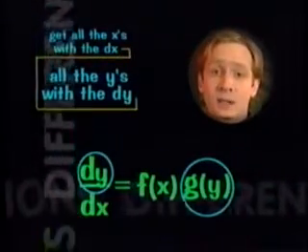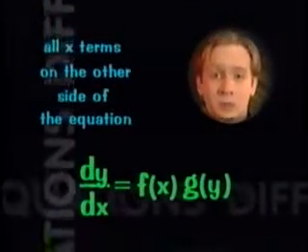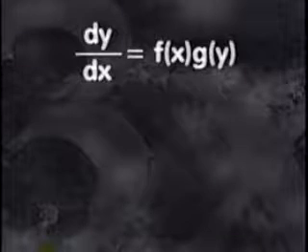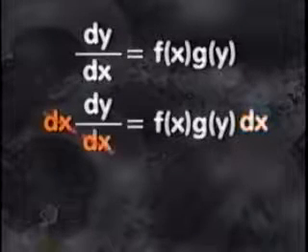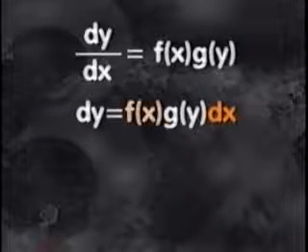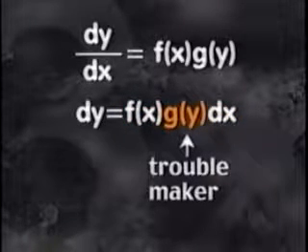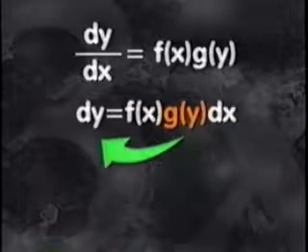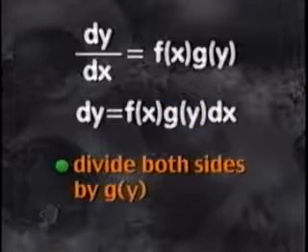The way we do this is to put all the y terms on the one side of the equation and all the x terms on the other side of the equation. To separate the variables here, we first multiply both sides of the equation by dx. This cancels the dx on the left and moves it over to the right side to be with the f of x. Now we've got that g of y getting in the way on the right side. To move the g of y over to the left, we simply divide both sides by g of y.